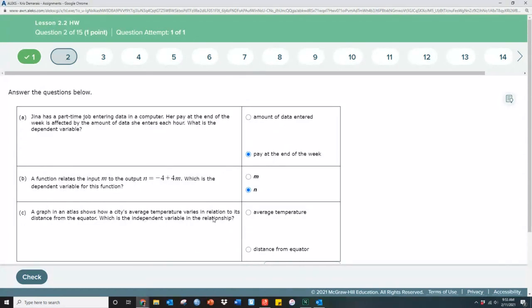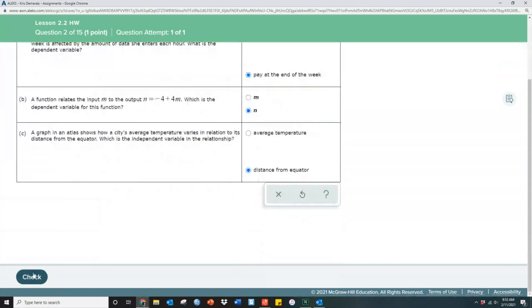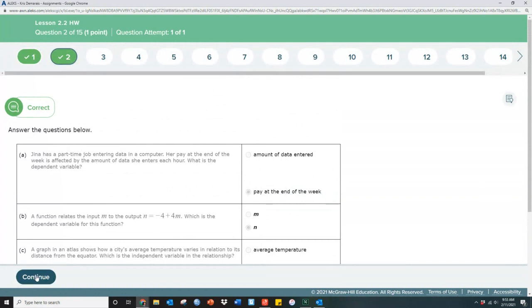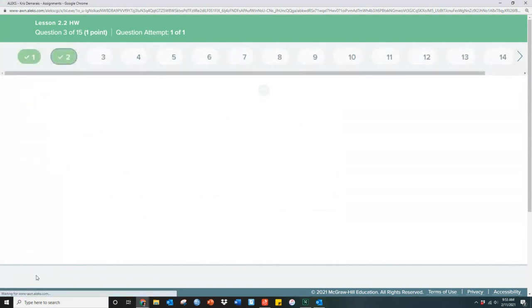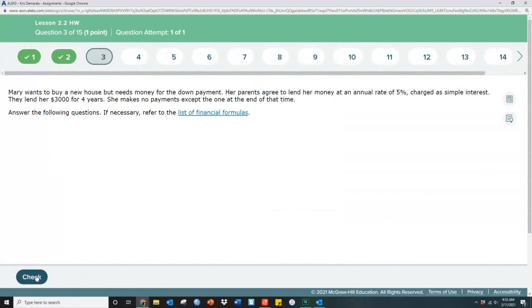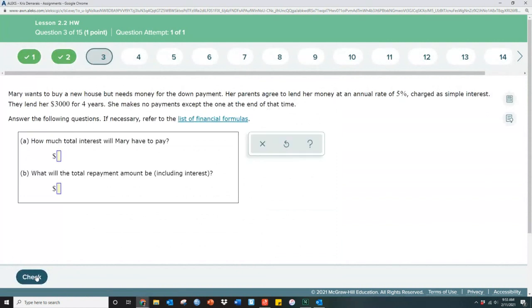What is the independent variable? The independent variable is the distance from the equator, and the temperature will be controlled by, not controlled, but will be influenced by the distance you are away from that equator. All right. I said can you control temperature in the other question, but that was a different type of problem in relationship to this one. So this is a matter of reading. It really is a matter of reading. You've got to understand what you're reading. So now we have input and output.